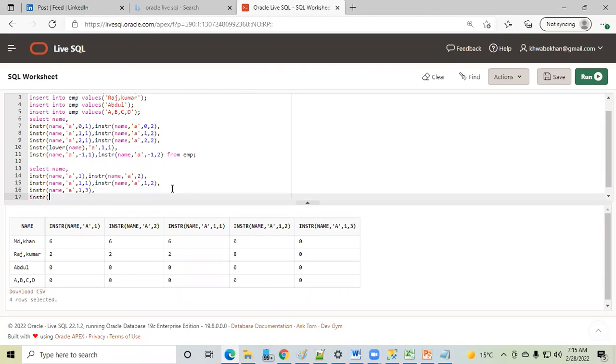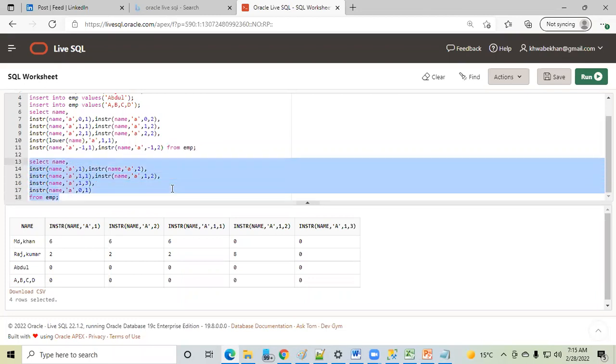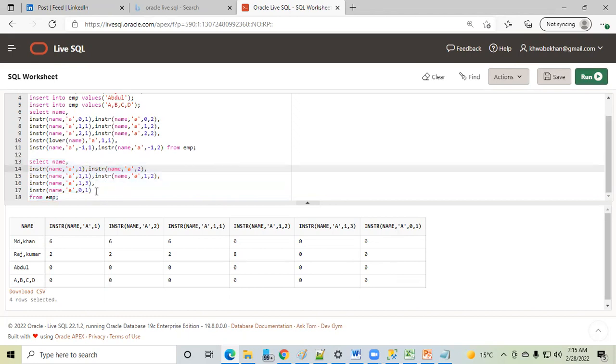Str. Comma, comma, comma. Let me execute this now. Okay. If I have written 0, 1, what is the output? 0. All are 0. Okay. Now, just observe this. Okay, what is happening here?